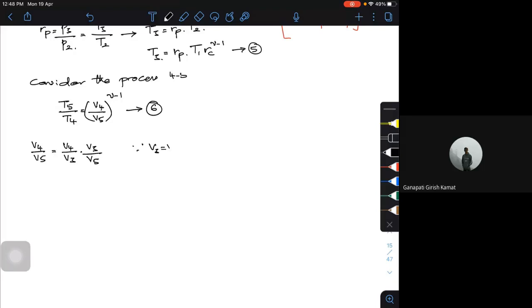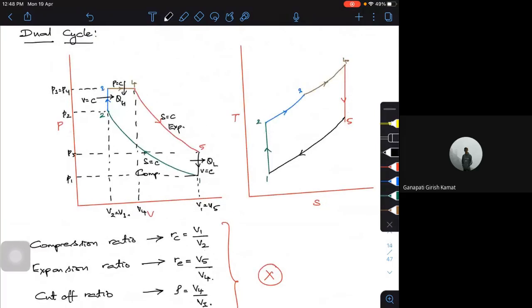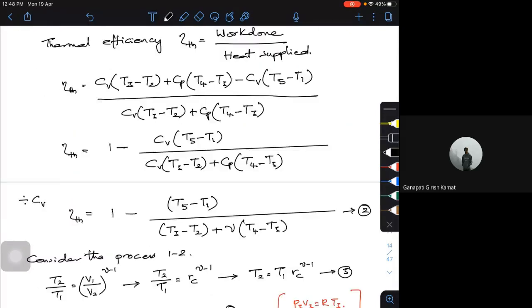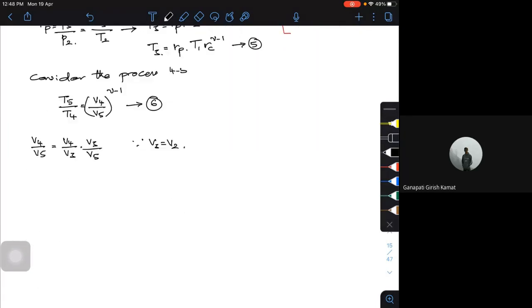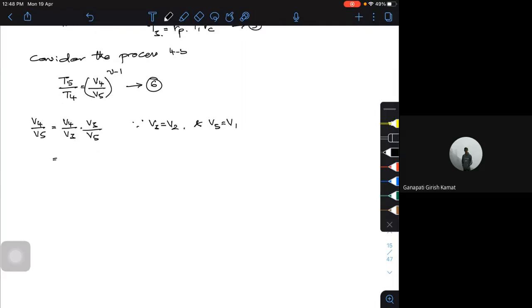V3 is equal to V2. If you go back and see here, your V3 is equal to V2 and V5 is equal to V1. So if I do that, in place of V3, I can write V2, and V5 I'll write as V1.